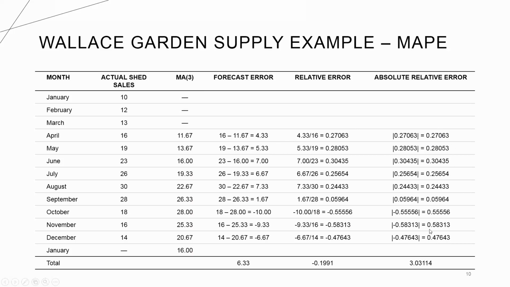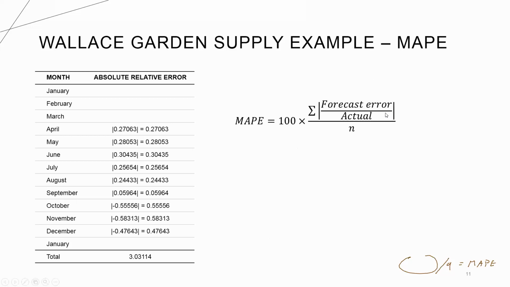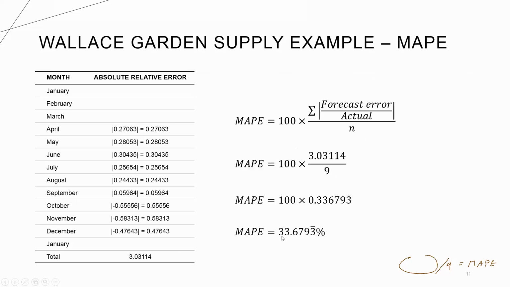And then with these absolute relative errors, we can average them. And so how do we average them? Well, we add them up and we divide by 9 because there were 9 of them. So in this case, when we add these up, we get this number. And then when we divide by 9, we get the answer, the MAPE. So 3.03 divided by 9, that's going to be something around 33%. So 33.6793%.